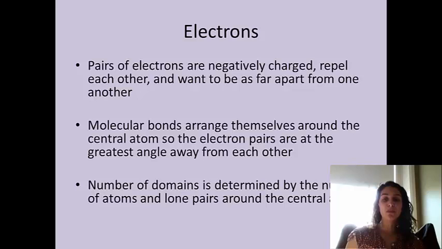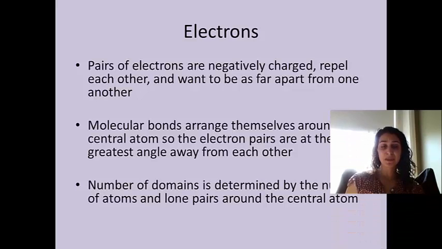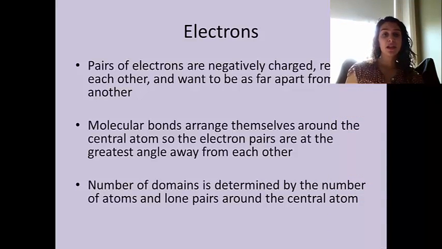So the molecular bonds will arrange themselves around the central atom so that the lone pairs are as far away as possible from each other. They have the greatest angle away from one another. And the way that we determine the number of domains in a molecule is by looking at the central atom. And we count how many atoms are bonded to the central atom, and there may be, there may not be, some lone pairs around the central atom.